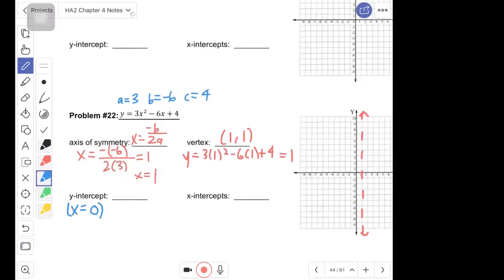Our intercepts, setting the opposite variable equal to 0. Here we have x being 0, and we end up with just that y is 4. This turns to 0, this turns to 0, we're just left with y equaling 4. So our y-intercept is (0, 4), written as an ordered pair.